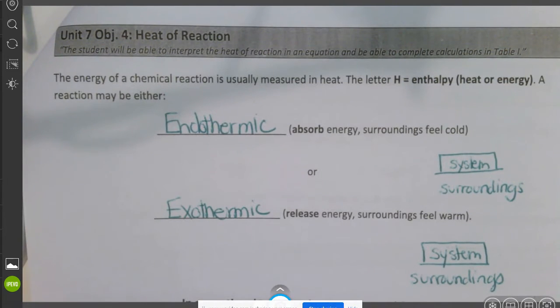Hello, chemistry students. So we are going to do a lesson focused on the heat of reaction. We're going to be looking at endothermic and exothermic reactions, and specifically how to use Table I and how to manipulate some of the values from Table I.